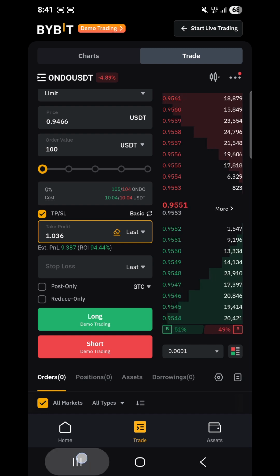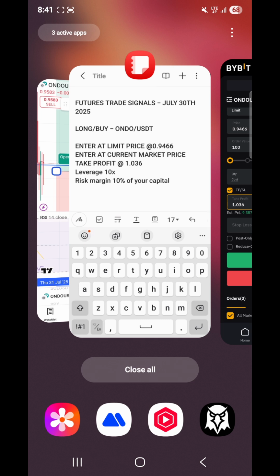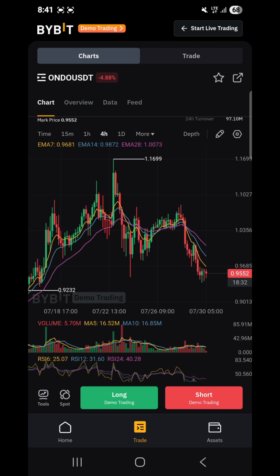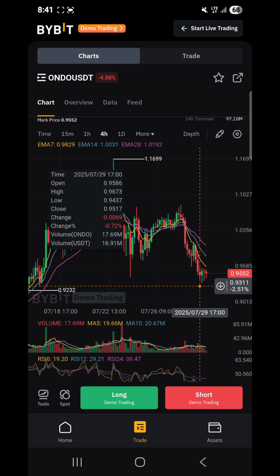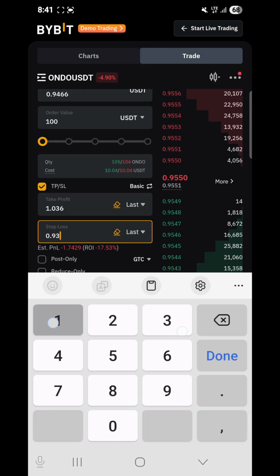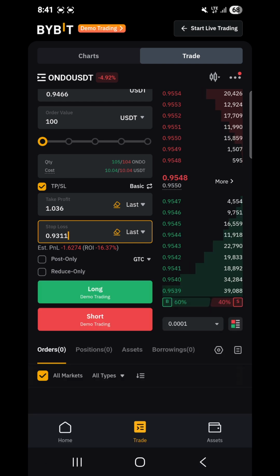And now my stop loss is at, okay, I didn't set a stop loss in this signal, so let me do that right now on this live recording. The stop loss I should set would be around 0.9311. Now, have you seen?